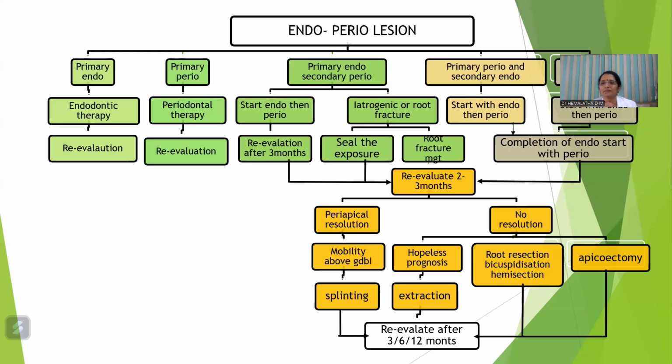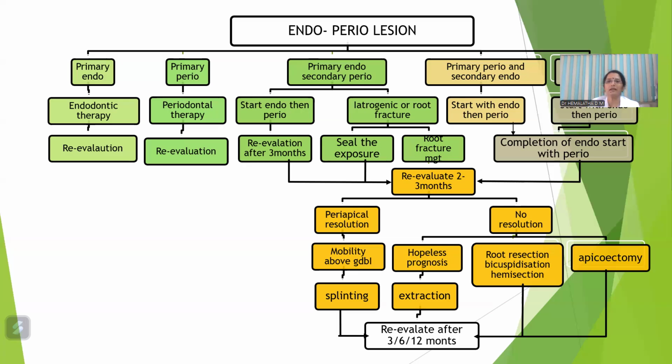Now coming on to primary perio with secondary endo, and primary endo with secondary perio. As a general rule of thumb, whenever you are treating a primary and a secondary case, you will always address the primary endo lesion first. Whether it is primary endo with secondary perio or primary perio with secondary endo, you start with endo and then go for reevaluation and perio treatment. Even if it is a combined lesion, you can always start with endo treatment first, followed by perio treatment.